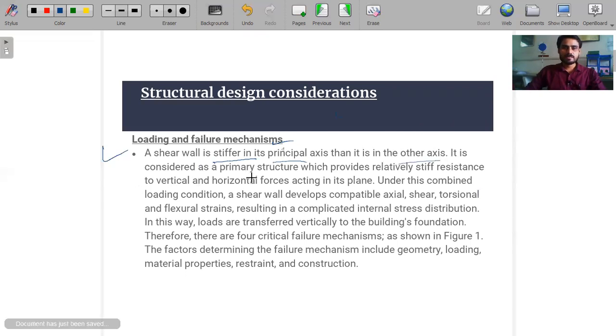It is considered a primary structure which provides relatively stiff resistance to vertical and horizontal forces acting in its plane. Under the combined loading condition, a shear wall develops compatible axial, shear, torsional, and flexural strain, resulting in a complicated internal stress distribution. So the shear wall is basically designed for every reaction parameter. There may be shear, torsion, axial force, bending, flexure, anything can occur in that shear wall. So we will design the shear wall for all the reaction parameters, right?